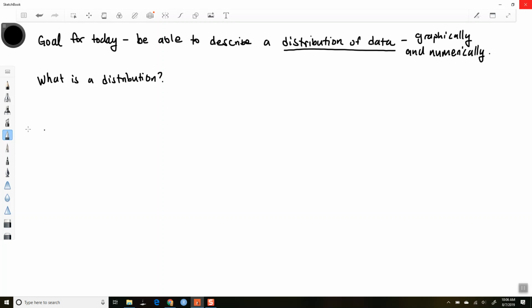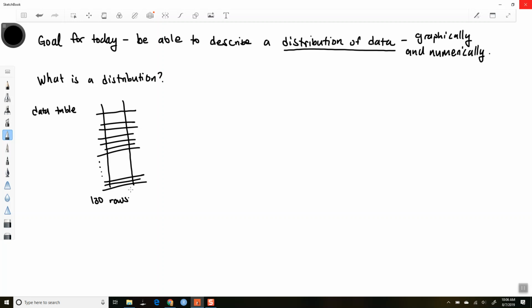So let's just back up, and we'll just say here's our data table, okay, so we've got 130 rows, and I've got one column. Okay. And the distribution, when we talk about the distribution of data, what we're talking about is saying what values appear in my data, which values are more common, which values are less common, okay?